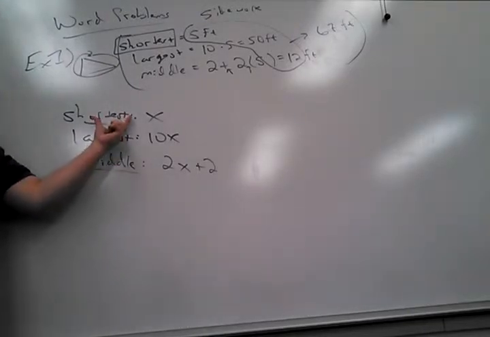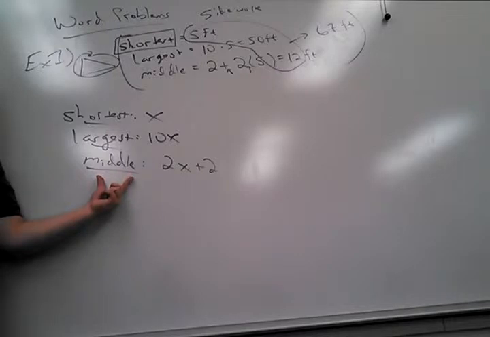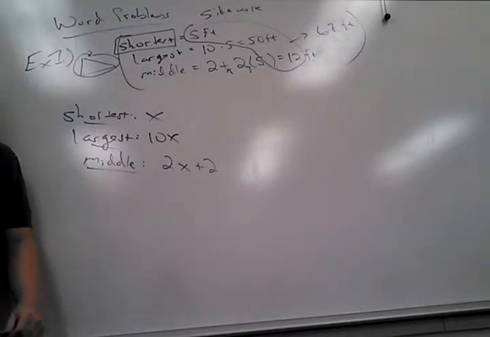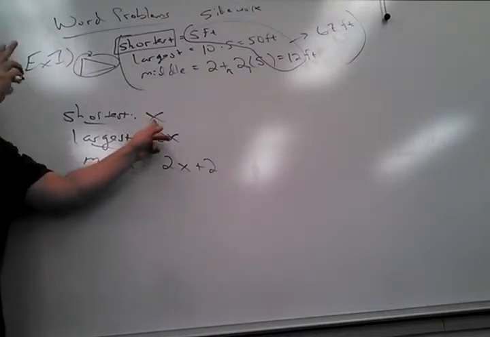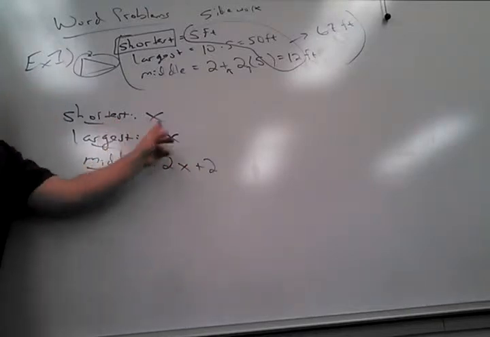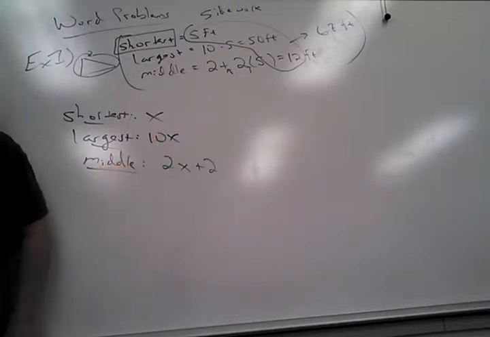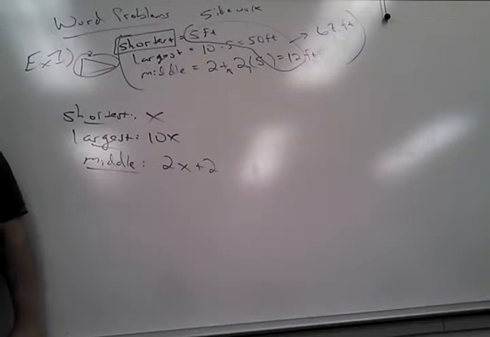It doesn't matter how I list these. But guys, the most important part of a word problem is figuring out who has to be just x. That I can't screw with. I can't call this one 10x. The shortest has to be x. Do you understand? Don't accept that just because Jeff said so. Why does that make sense? Why do I have to call the shortest x to get things started?